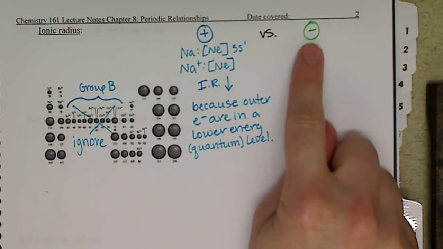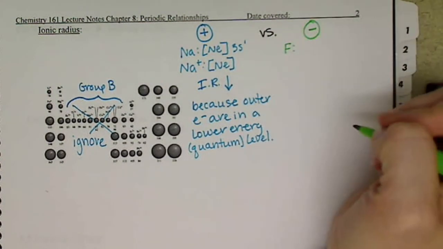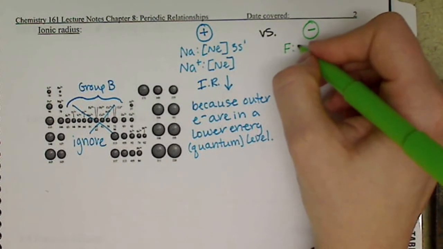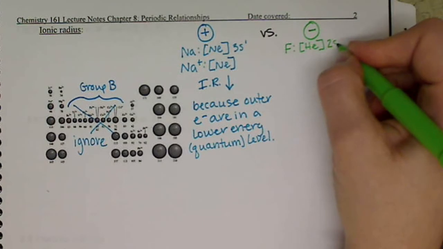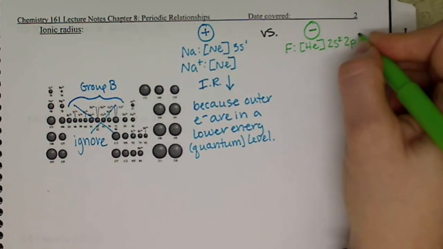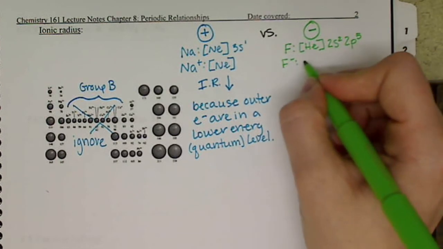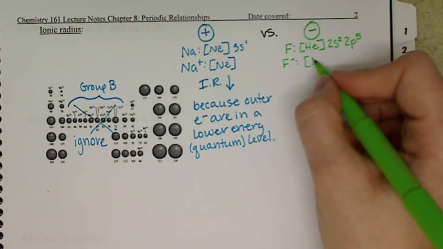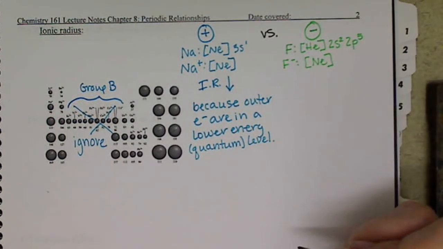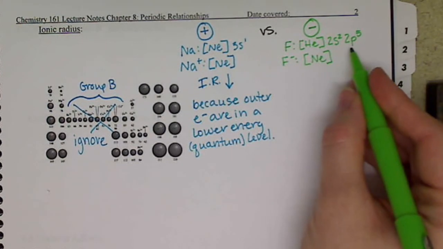For our anions, if we look at, say, fluorine, the element fluorine is going to be just like helium, plus it'll have 2s2 2p5. When it forms the fluoride ion, it's actually going to be just like neon. What happens is it has to add an electron.